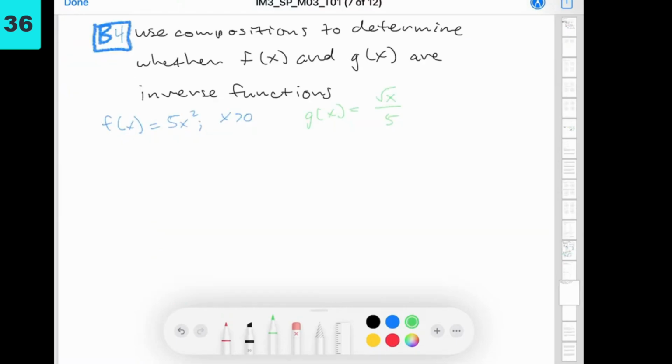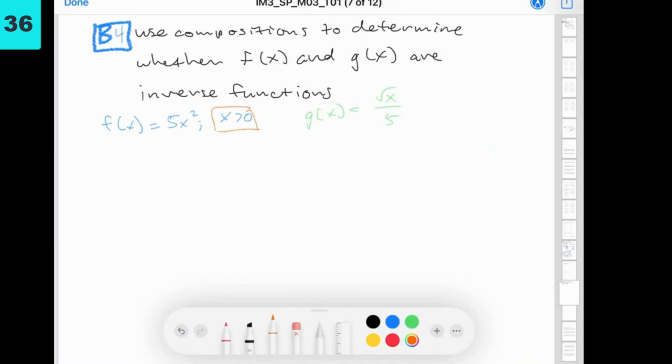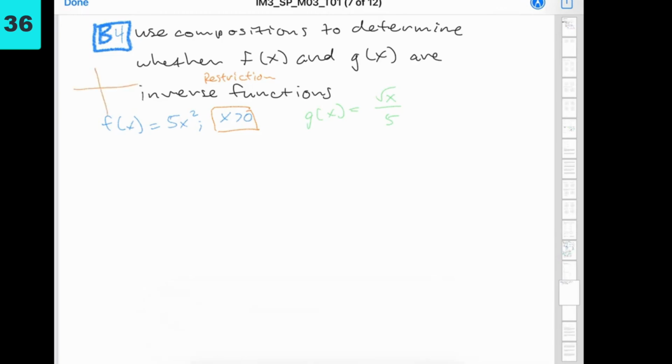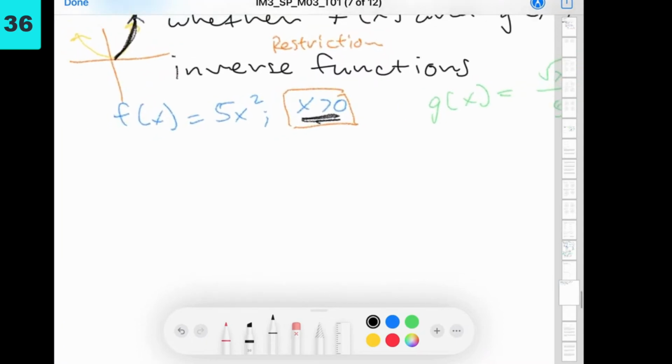Use compositions to determine whether f of x and g of x are inverse functions. Okay, this problem's a little bit different because it has this part here, and this is just called a restriction. Basically, if you think about it on the graph, this is 5x squared power function, and then they're telling you based off this restriction the graph is only in this direction right there. That's what it means. So when you use the compositions, you kind of need that restriction, but for our purposes we can just do the problem.